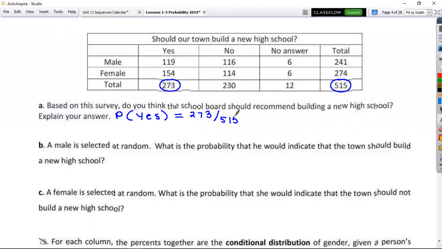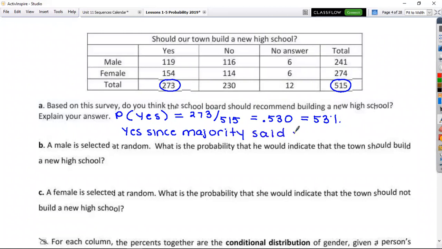What was it equal to? 0.530. Perfect, thank you. For this part, it might be helpful to think of it as a percent. So this would be 53%, and that is a majority, so yes. So we're going to say yes, since a majority said yes, or you can say 53% said yes, as long as you back it up with some math. The majority said yes.